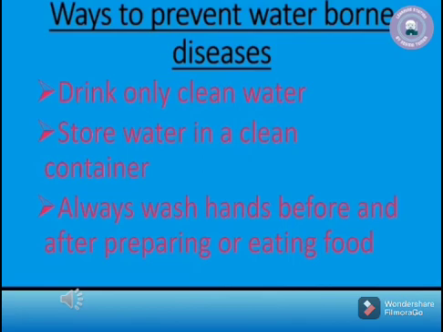Let's find out some ways to prevent waterborne diseases. We should drink only clean water. We should store water in a clean container. And we should always wash our hands before and after preparing or eating food.